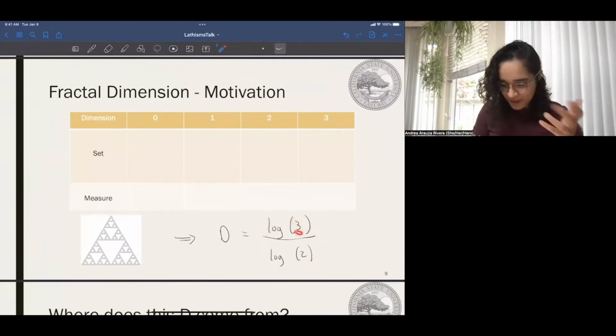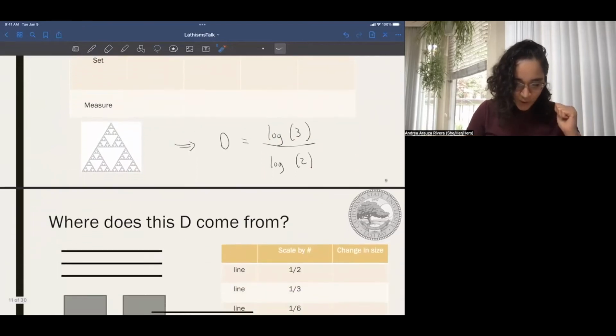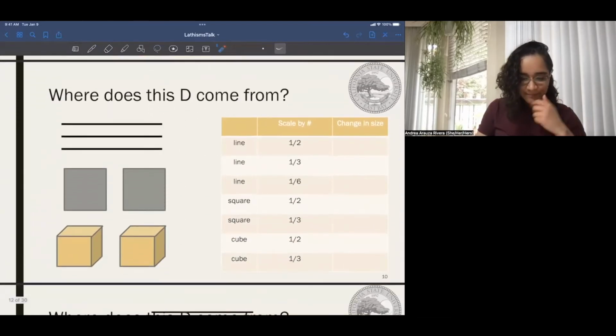Okay, so I'm going to show you now where these terms come from, right? So maybe where does the 3 and the 2 come from? Where do those come from? And then how do we get these logs, right? Where do these logs come from? And so that'll be the next bit here. So where does this value D come from?